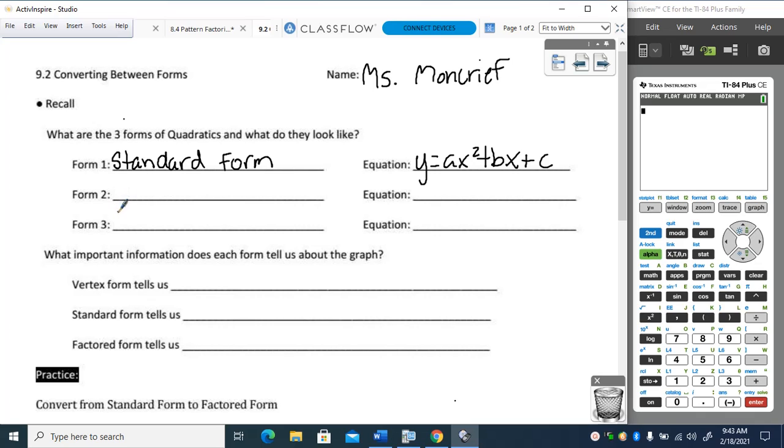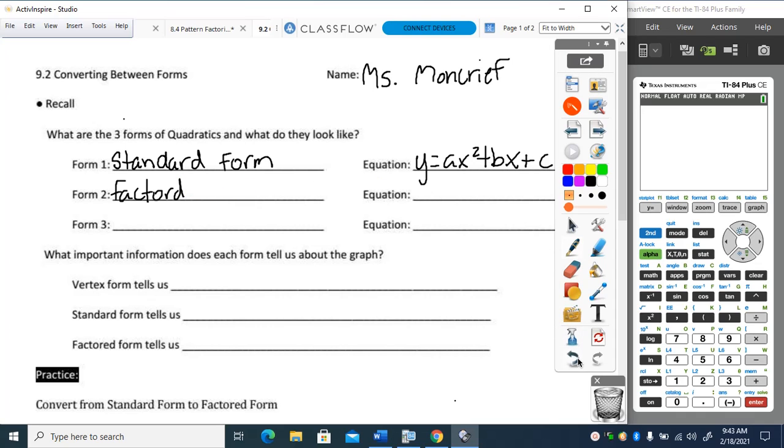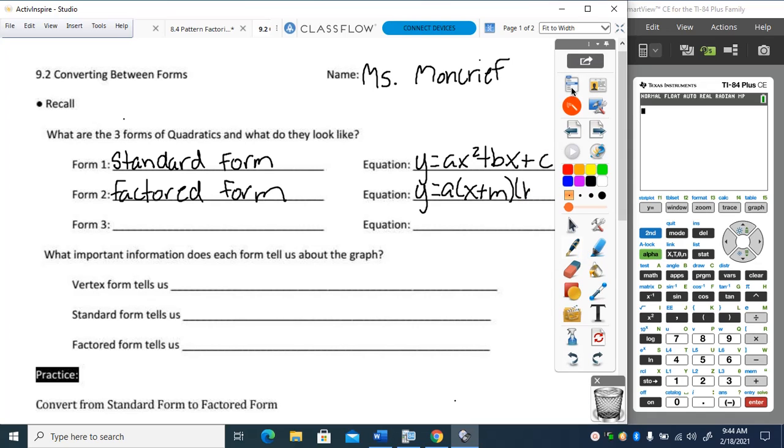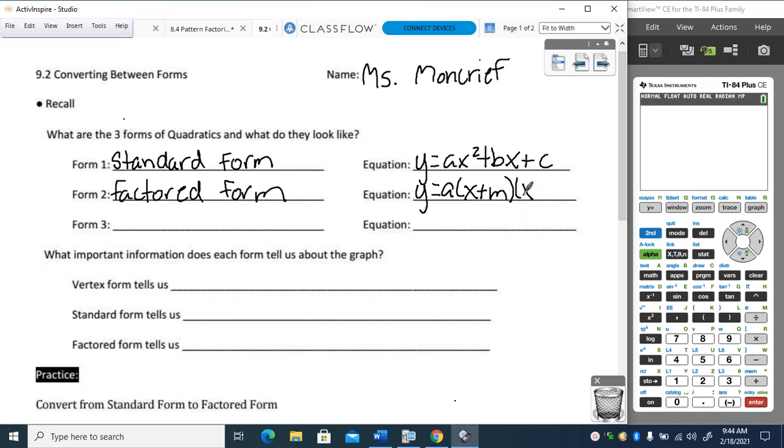And then we have the factored form. If I can spell factored right, there's an E there. Factored form, and it is y is equal to a times x plus m times x plus n. Just want to make sure you can read it. And then our last form, we have the vertex form, and it is y is equal to a times x minus h squared plus k.